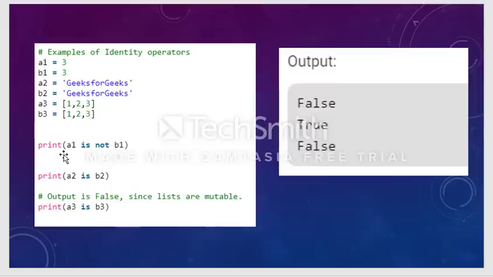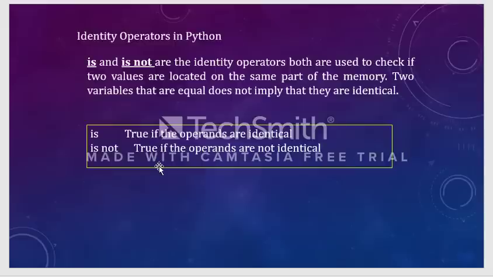Now I am checking print a1 is not b1. So I am checking the relation between a1 and b1. Are a1 and b1 equal? It is equal. a1 contains 3 and b1 contains 3. So when I print a1 is not b1, I'll get the answer as false. Why is it false? a1 is b1, it is equal. So is can be used to check if they are identical or not.